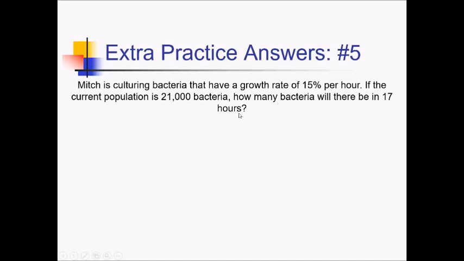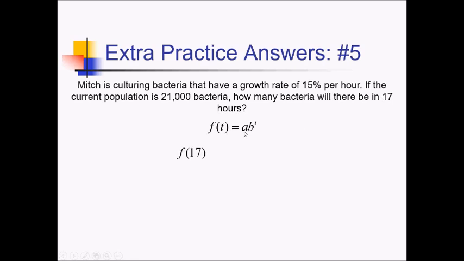So since this happens every hour, we can use the standard exponential model. We don't need the half-life formula here. So we can go with AB to the t. So we're doing f of 17. That's the time unit we're trying to plug in here.